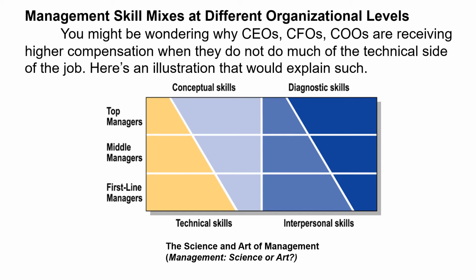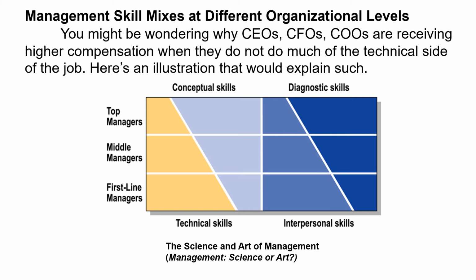You might be wondering why the CEO, CFO, and COO are receiving higher compensation when they do not do much of the technical side of the job. So here is the illustration that would explain such. So we have the top manager, the middle manager, and the first line managers. Usually the first line managers have the technical skills, because they are really involved in giving advice or instructions to their subordinates, and they must have greater interpersonal skills. They know how to get along with their subordinates.